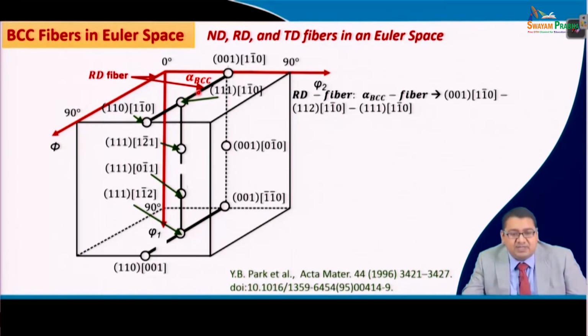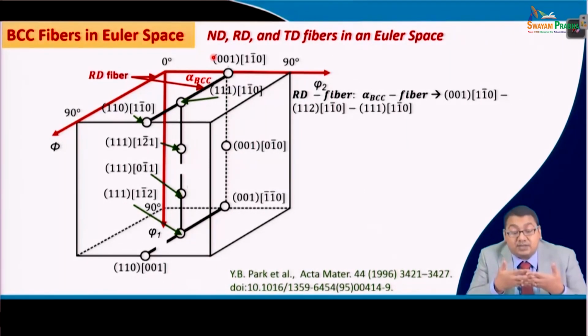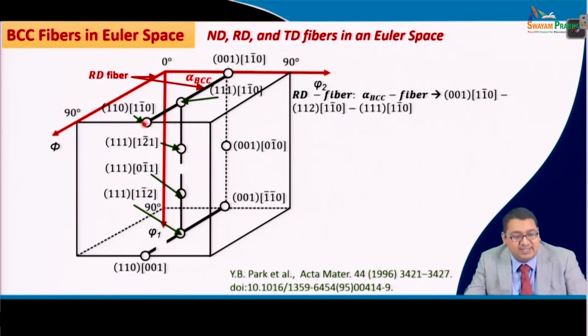And in between it has 1 1 2 1 1 bar 0, and you can add this, you know, ND axes or the rolling planes, a crystallographic plane that is 0 0 1 and 1 1 1, so that you can get 1 1 2, and you can see that in between somewhere, maybe in the middle, it has the 1 1 2 1 1 bar 0 texture components. So, here is this alpha fiber. And if you continue this fiber up to the end, it forms 1 1 0 1 1 bar 0, and thus this is the alpha BCC fiber.